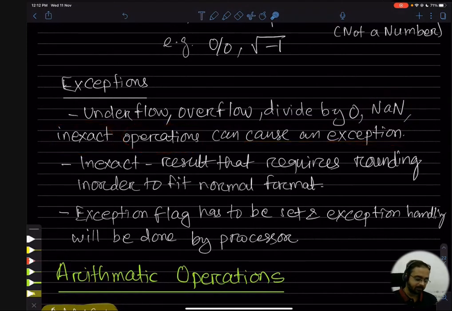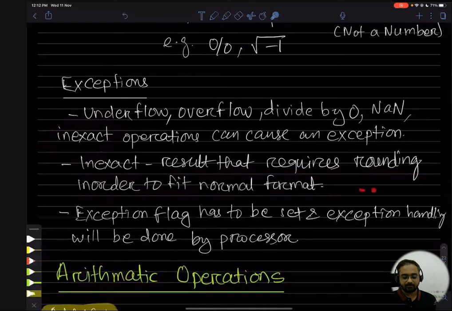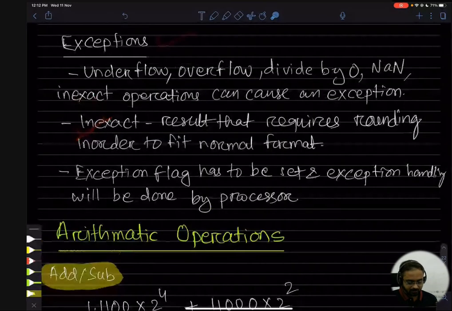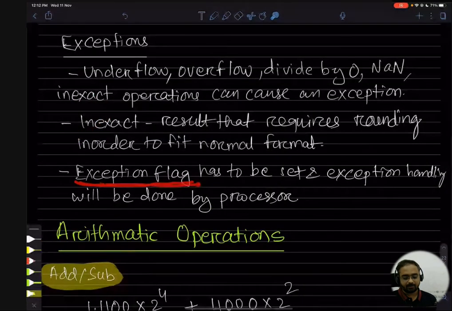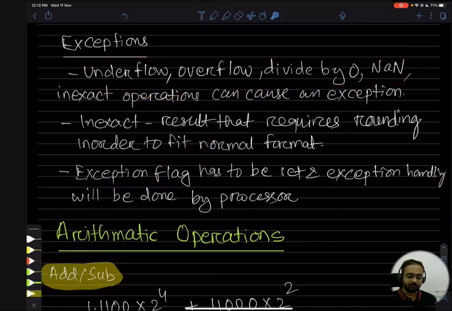Okay, inexact operation means what? Inexact means a result that requires rounding in order to fit normal format. So if any result will come that needs some rounding operation, then that is called inexact operation. So if exception will occur, then the processor has to set the exception flag. There will be a flag in the processor. It has to set the exception flag and it has to deal with the exception. So whenever this type of exception will occur, obviously there will be some program written for each type of exception. That exception handling it has to do. What is exception? We have already seen in the interrupt chapter.